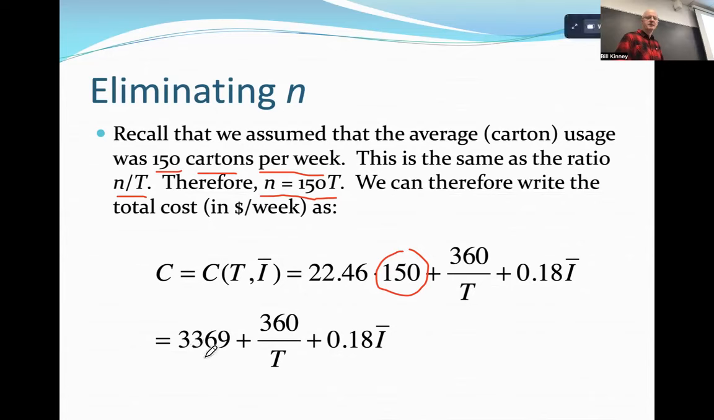22.46 times 150 is 3,369. And so now the function has been simplified a little bit to a function of 2 variables. That's progress.